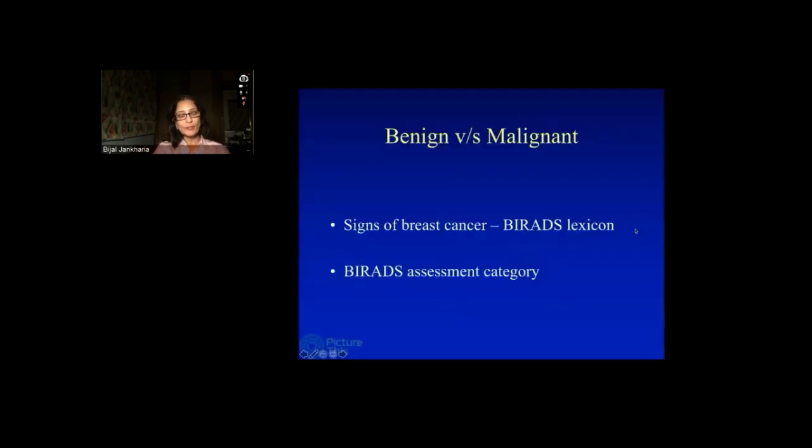Now the whole idea of doing any breast imaging is to differentiate between benign and malignant breast conditions. So we are going to be talking now about the signs of breast cancer, and we'll be using the BI-RADS lexicon as well as the assessment category.